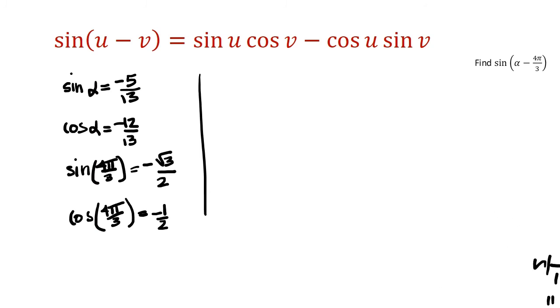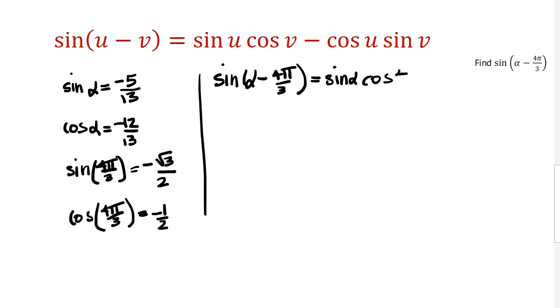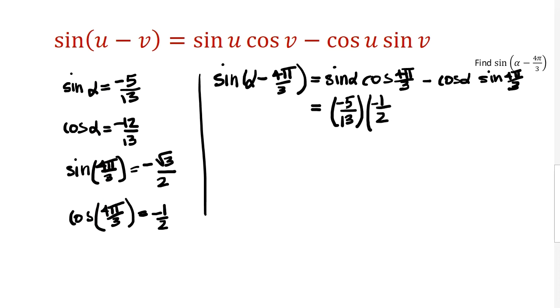The final task then is to apply the formula. So I know that sine of alpha minus 4 pi over 3 is just going to equal the sine of alpha multiplied by the cosine of 4 pi over 3, minus the cosine of alpha times the sine of 4 pi over 3. And I've calculated everything now, so that's minus 5 over 13, which is the sine of alpha, multiplied by the cosine of 4 pi over 3, so that's minus 1/2, minus, I'm getting a lot of negatives here, cosine, so that's minus 12/13 for the cosine of alpha, multiplied by minus the square root of 3 over 2 for the sine of 4 pi over 3.